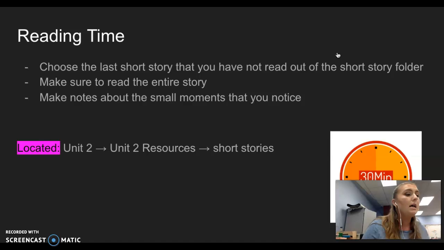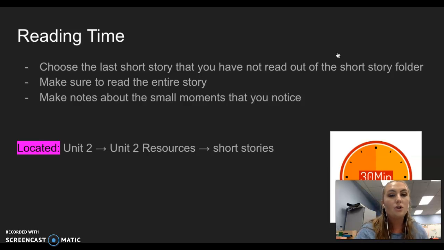All right, so I'm going to go through what you're going to do today. The first thing that you need to do today is reading time. You're going to be choosing the last story that you have not read out of the short story folder, and you're going to make sure that you're reading the entire story. I know it might be one of the longer ones, and that's okay. You have 30 minutes. Take notes on the small moments that you notice, because that's what you're going to be writing on.